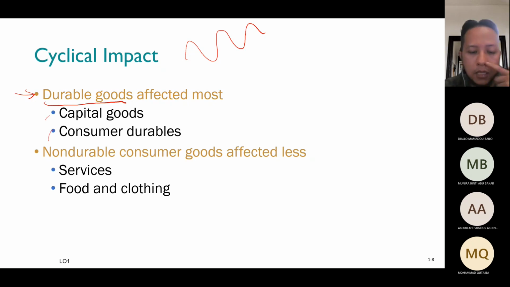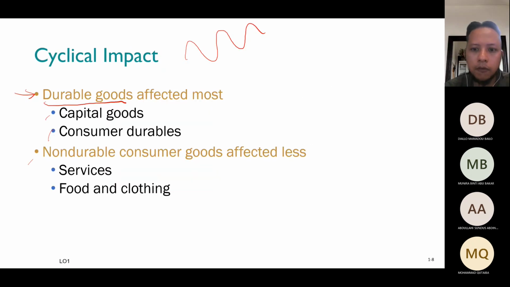For example, if you have a vegetable farm, right, and then suddenly you cannot sell your vegetables, this will cause a very high shock to your business, and this will of course impact the economy. Okay, and non-durable goods will be affected less. So in terms of services and food and clothing that have a long due date, they can last longer. Okay, so this is in terms of business cycle, something that you have to be aware of.